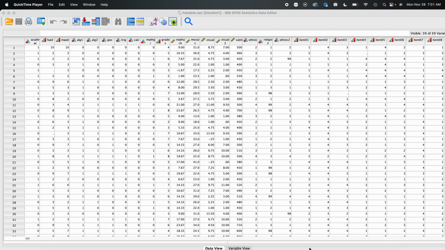So we're going to take a look at an example of a chi-square, and our research question is going to be, do students in fast and regular academic track differ on whether they have mainly high or low math grades? If so, how strong is the relationship between academic track and high or low math grades?